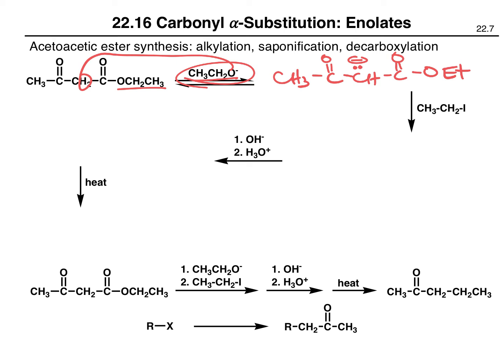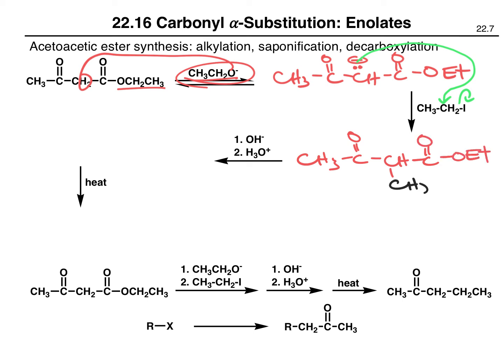Now, this enolate can carry out an alkylation reaction, or it can do an SN2 substitution, where this is the nucleophile and it shares its electrons with this carbon, pushing away the iodine as a leaving group. And that gives us this compound, where we have now alkylated the position in between the two carbonyls.